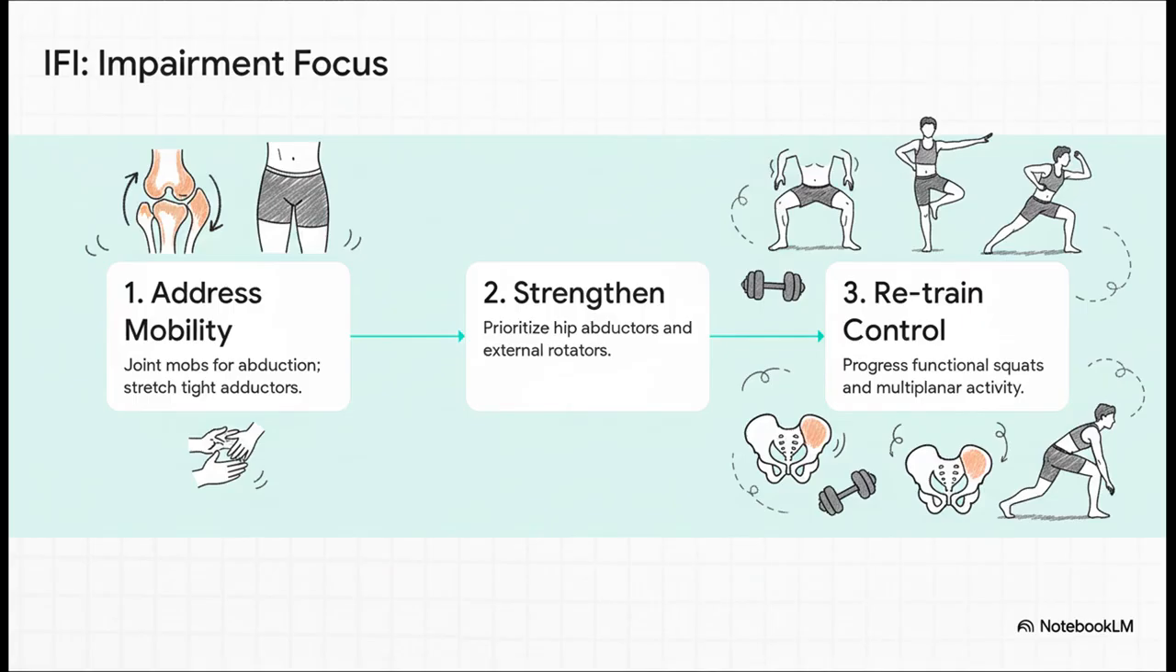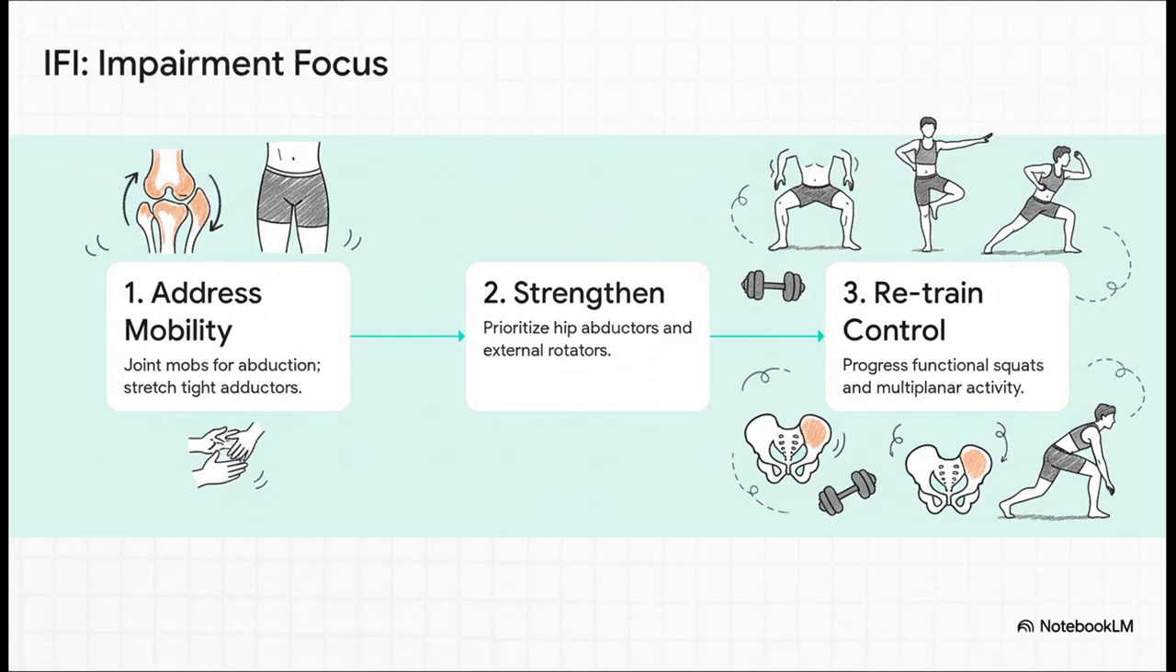So without that diagnosis-specific evidence, what do we do? We fall back on our fundamental principles. We build a logical progression based on the patient-specific impairments. So number 1, you address mobility, anything that might be closing down that ischiofemoral space. Maybe that's a medial inferior joint mob to improve abduction, or maybe it's stretching tight adductors.